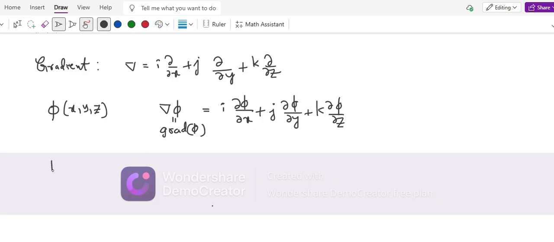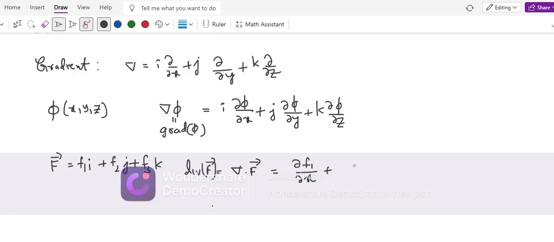Now, a vector function is given by f1 into i plus f2 into j plus f3 into k. For a vector function, we can calculate the dot product of gradient with the vector function, and we can also calculate the cross product of the gradient with the vector function. If I calculate the dot product with the vector function, that is known as divergence of f. We know the gradient and we know the function f, so if I do the dot product, we multiply the coefficient of i: ∂f1/∂x, plus the coefficient of j: ∂f2/∂y, and then the coefficient of k: ∂f3/∂z.